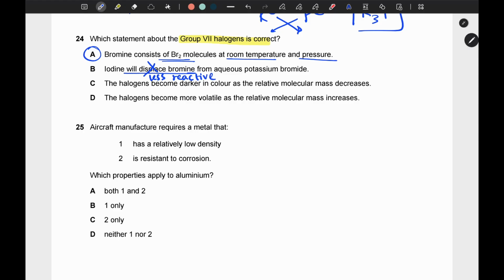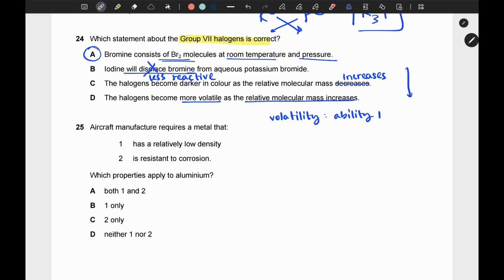Halogens become darker in color as the relative molecular mass increases, not decreases. As we go down the group, the halogens become darker. That is true. So as we go down the group, the relative molecular mass should increase instead of decreasing. Halogens become more volatile as the relative molecular mass increases. Now, volatility is the ability to vaporize.